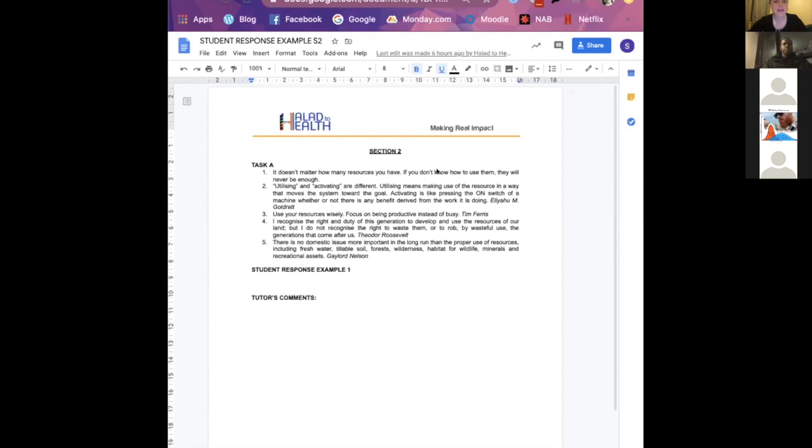There's also things like utilizing resources. If you don't know how to use them, they will never be enough. Utilizing and activating are different. Utilizing means making use of resources. Activating means just turning on the on switch regardless of whether it's useful. So you could also go down the path of a more philosophical concept of resources, such as using time wisely, or similar resources of talents and people's abilities.